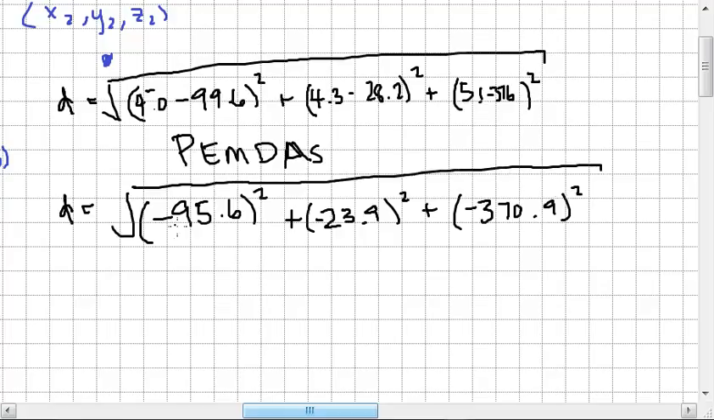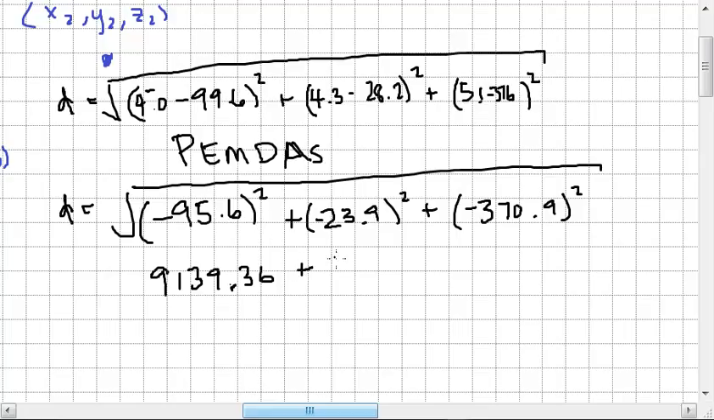Notice how I've got negative 95.6 squared. I've got all of these numbers that are negative, and I'm squaring them. When you square a negative number, when you're multiplying a negative times a negative, you get a positive. So negative 95.6 times negative 95.6 is what? Positive 9139.36. And that would have been positive even if this were positive or negative, because when you square it, it's going to just make it positive anyway.